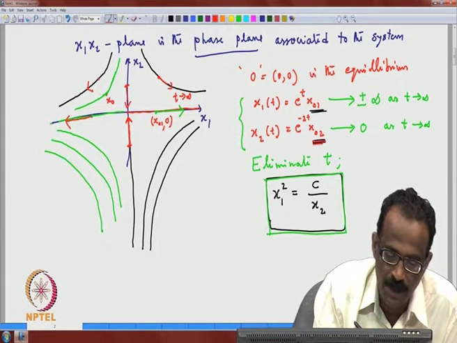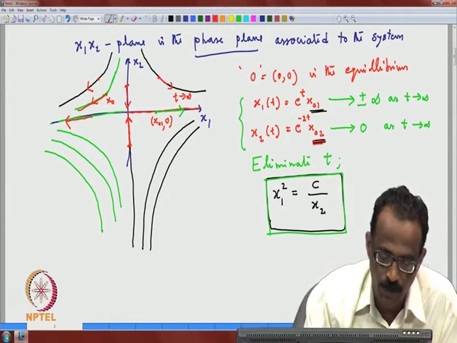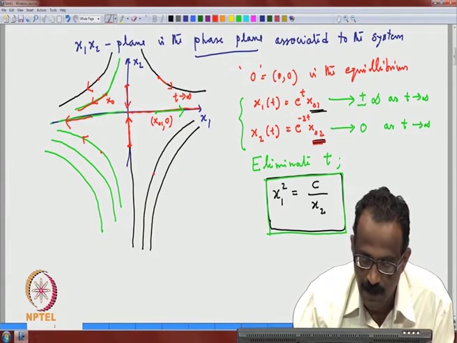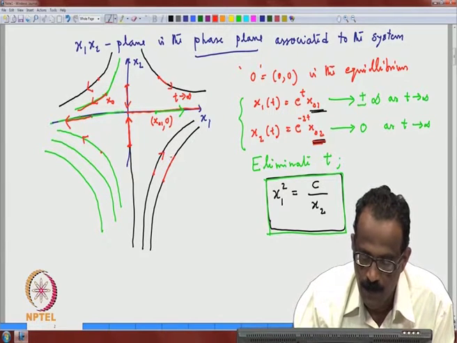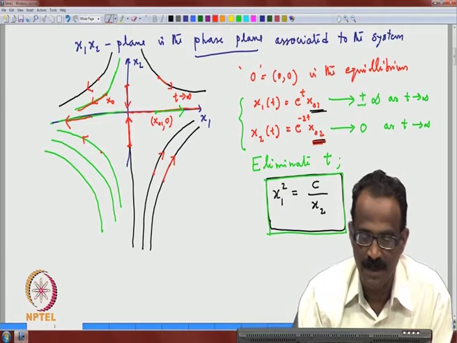If you start from here, this is the part where t is greater than 0. If you move here, it will move in this direction. You see, everything moves away from that.